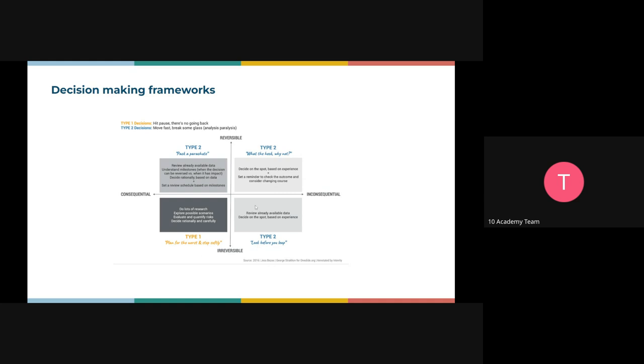And then we have three different types of type two decisions. So there are decisions that are irreversible and they don't have any consequence. With that, it's good to review already available data and then decide on the spot based on experience that you've had. And then we have another type 2 decision, which is a reversible decision. You can reverse it. For example, you're choosing who your supplier could be.